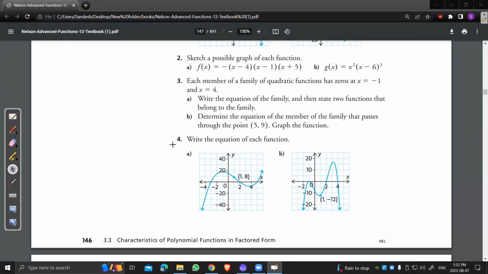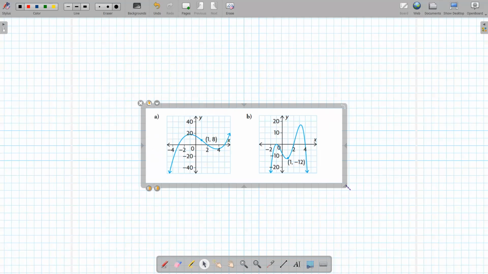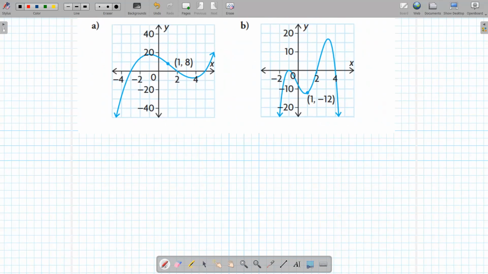It says write the equation of each function. Let's look at A. What's the degree of A? 3, right? Are there any double, triple roots? No. Very simple. y equals a, this is -3, it's going to become x plus 3. That's +2, it's going to become x minus 2. That's +5, it becomes x minus 5.